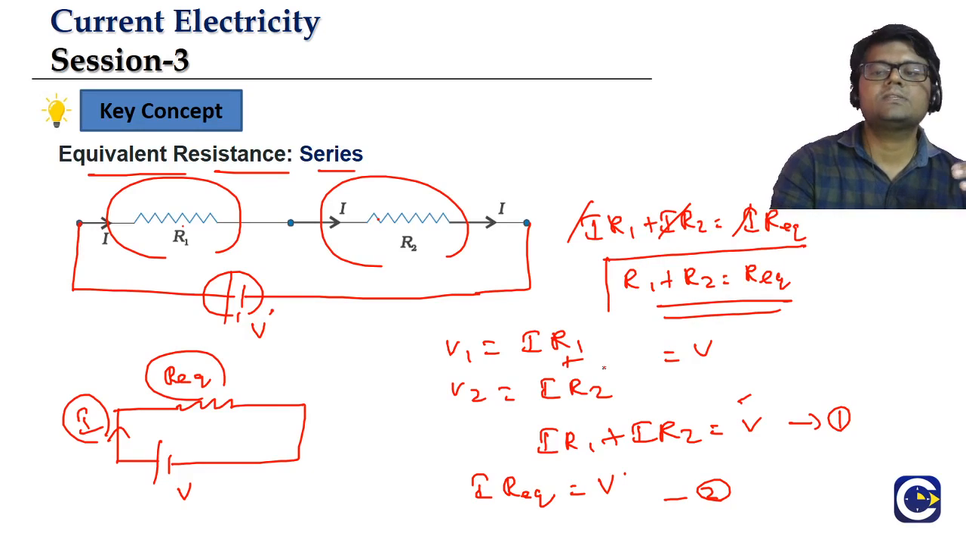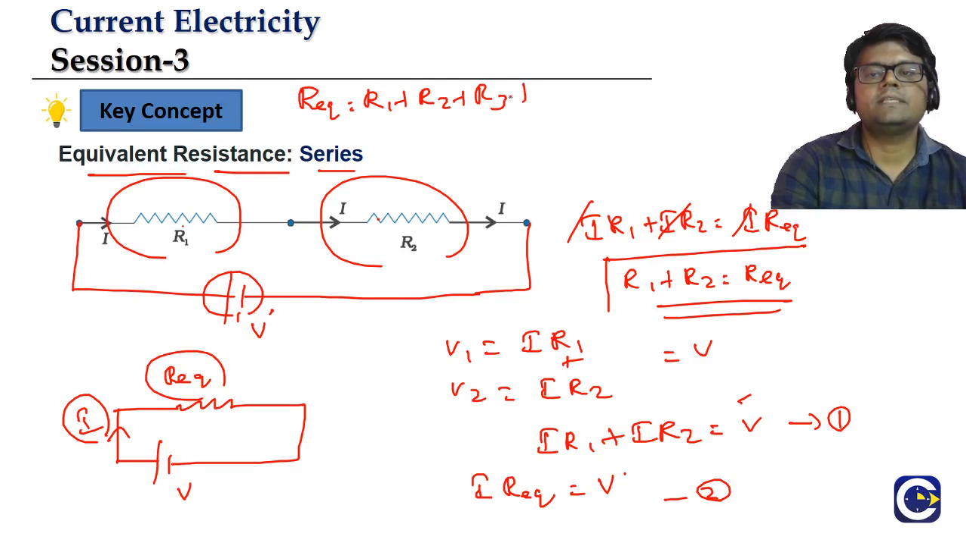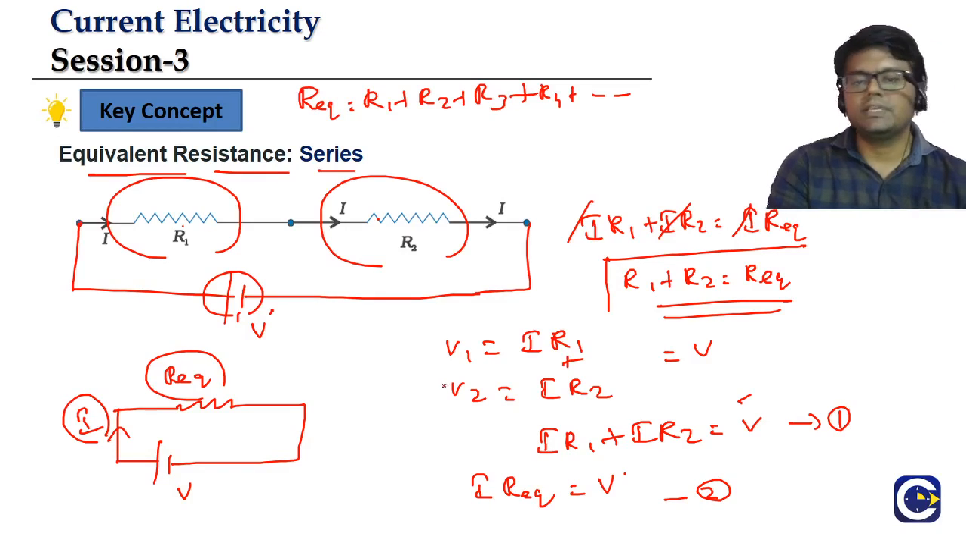So if you have a series combination of resistors, how do we find the equivalent resistance, guys? R equivalent will be equal to R1 plus R2. If we have 3 resistors in series, what will be the formula for R equivalent? R1 plus R2 plus R3. If you have 4, plus R4. Like that it will go on. That is how we are going to find the equivalent resistance of the series combination.